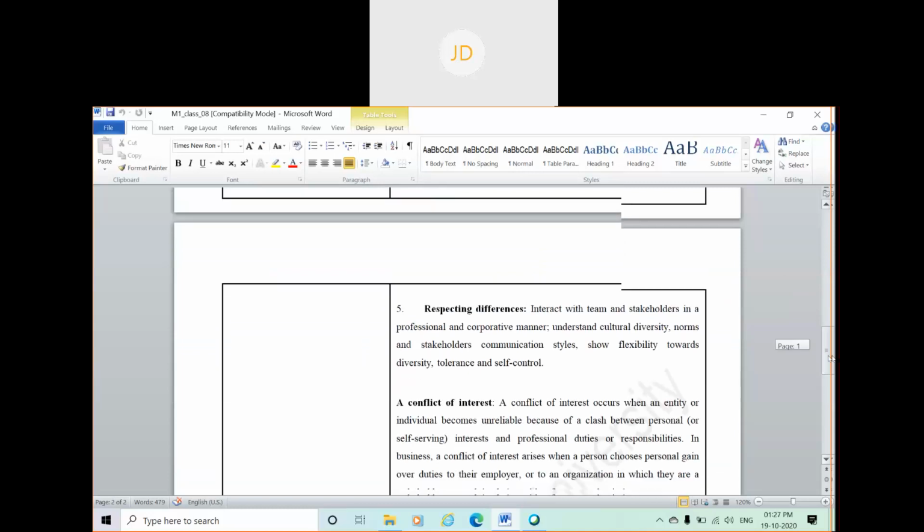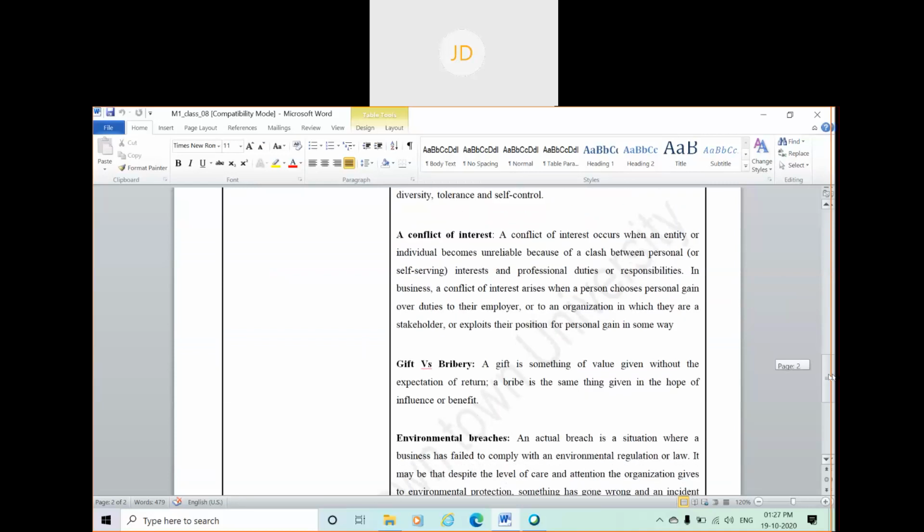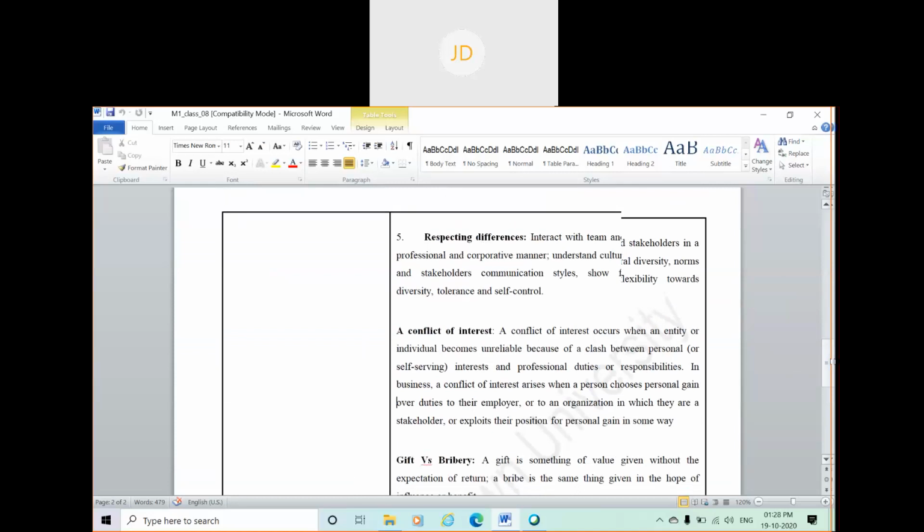Next, we're going to discuss some different points, like conflict of interest. What is conflict of interest? How does conflict of interest occur? Then gifts and bribes, and environmental breaches. Now let me share with you why this conflict will come. From this statement you will get a very good understanding: a conflict of interest occurs when an entity or a particular individual becomes unreliable because of a clash between personal interest and professional duties and responsibilities.